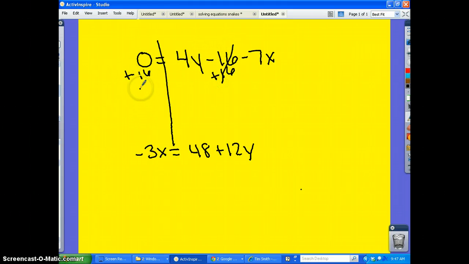That cancels. That leaves 16 equals 4y minus 7x. Well, from here, now I'm going to deal with my x. So I'm just going to add, because that is, again, a negative. So go ahead and add 7x plus 7x. Now here, I can do this. That leaves me with 4y.